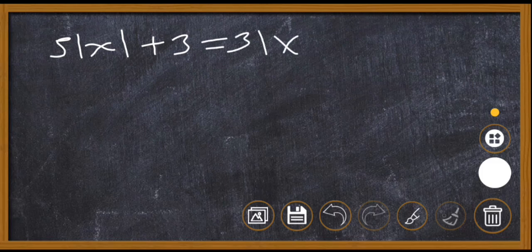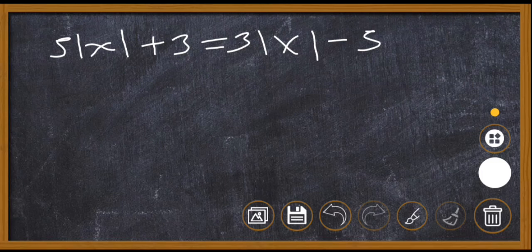What if you have been given, let's say, 5 modulus of x, plus 3 equals, let's say, 3 modulus of x, and then let's say you have minus 5. So how can we go about this one? The first thing to do is simplify this. Yes, you have to simplify it. After you simplify it, then you deal with the rules that you have been dealing with.